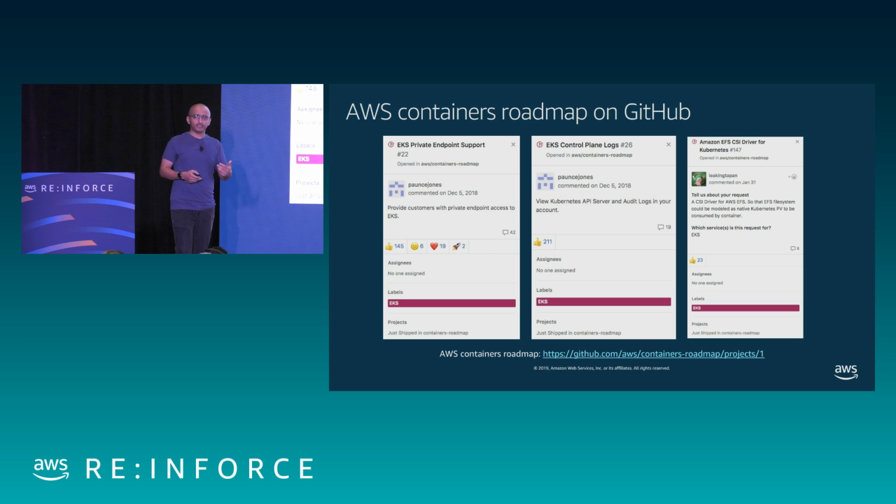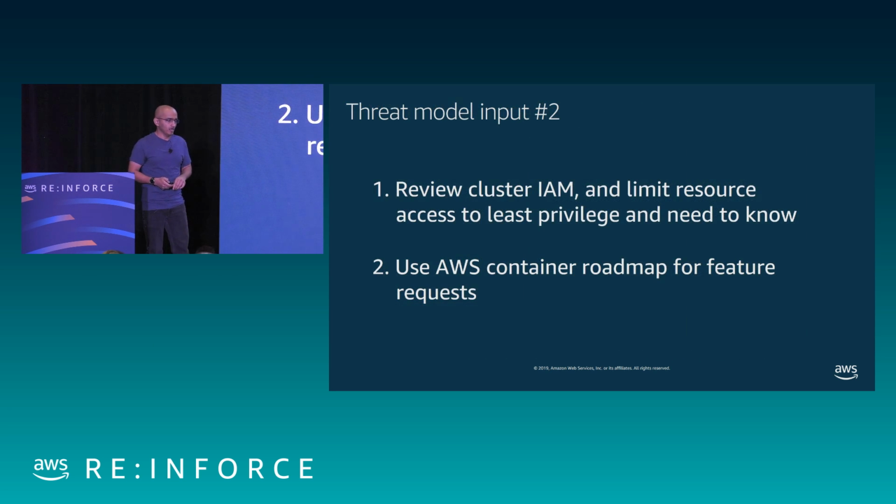We constantly communicate to our customers on the new features that we ship, and these are some of the relevant features around security and storage that our customers really liked. The second input around your threat model for the data plane security is to review the cluster IAM and limit the resource access, and use the container roadmap. I would strongly advise you to open issues and communicate directly with our product team, ask for feature requests, or at least take a look at those and monitor them.